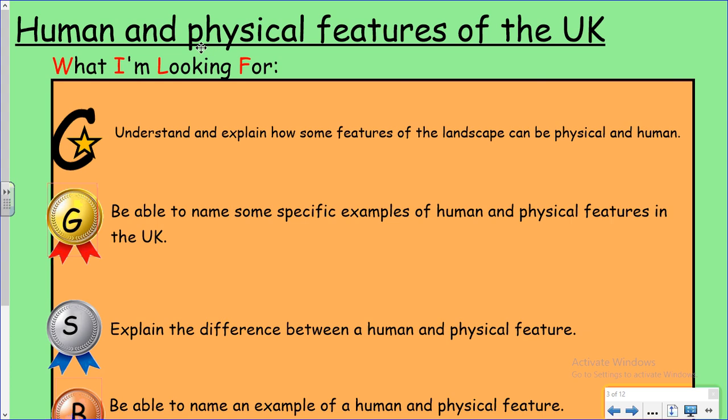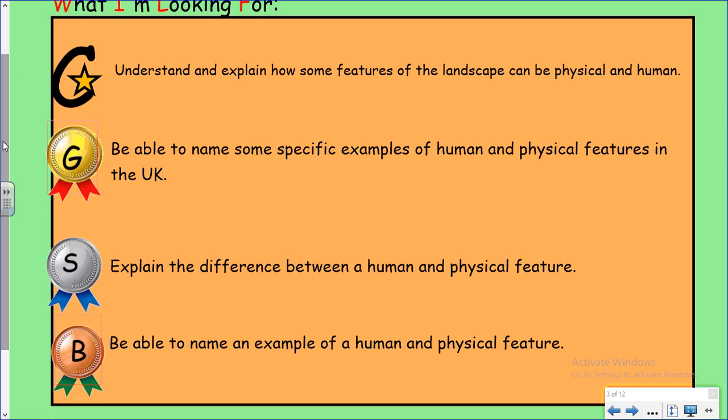So I've got your WILFs here for today. So bronze, you're going to be able to name an example of a human and physical feature, so just a general example. Silver, you'll be able to explain the difference between a human and physical feature. Gold, you'll be able to name some specific examples of human and physical features in the UK. And challenge, you will be able to understand and explain how some features of the landscape can be both physical and human features. So lots to be thinking about there.